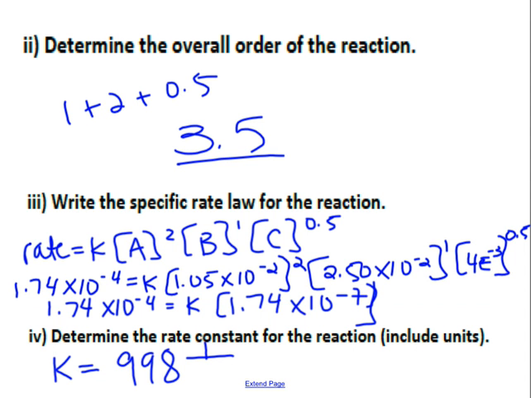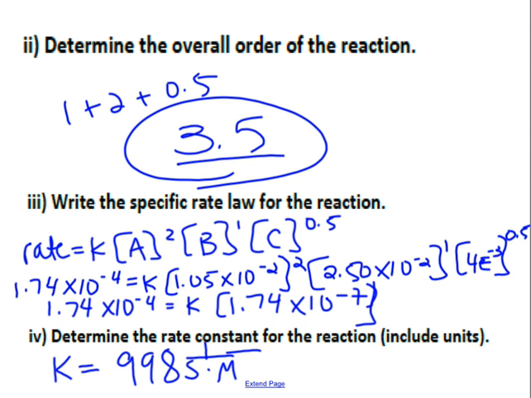My unit of time, according to the table, was seconds. 1 over seconds times molarity raised to 1 less than the overall. The overall is 3.5. 1 less than that is 2.5. And so that is all there is with method of initial rates.